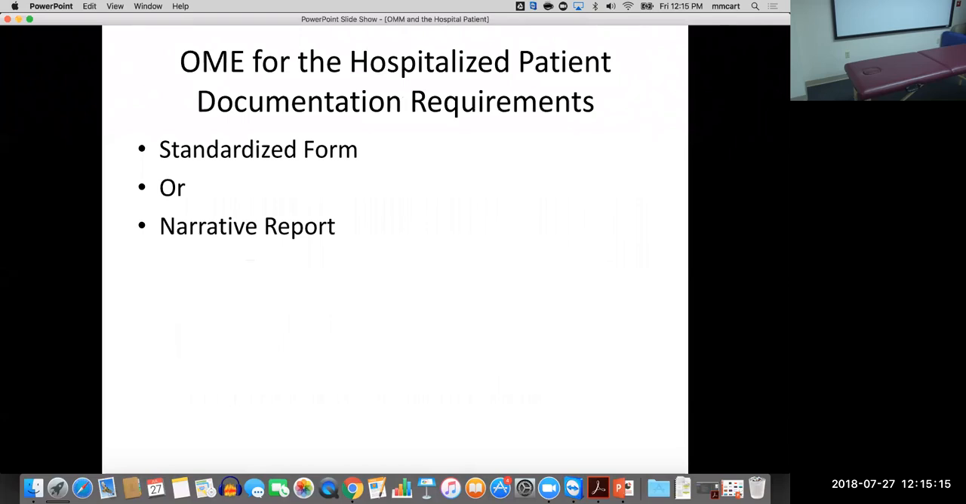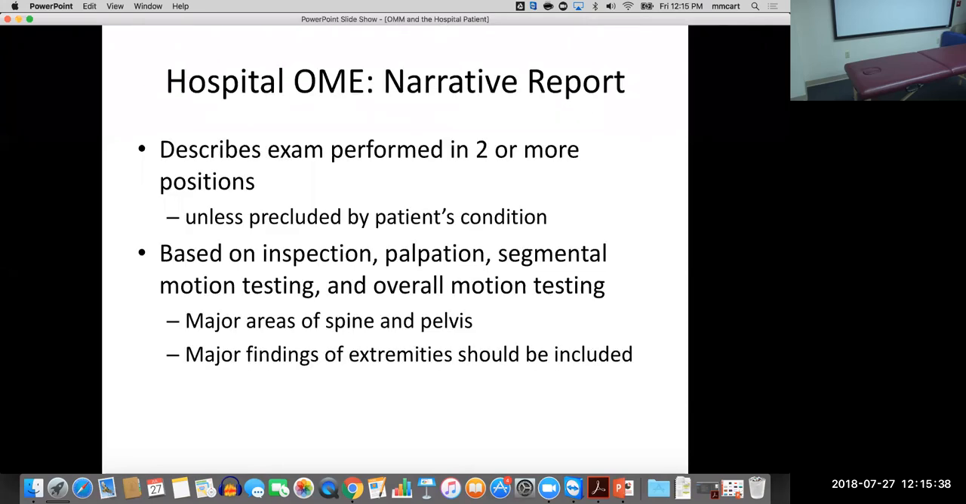And then in terms of the hospitalized patient, the documentation requirements: there are two ways to get it done. One is you could have a standardized form, and we'll look at an example of one of those in a moment. The other is you can do a narrative report, as long as the narrative report meets the guidelines of what you're supposed to accomplish. For the narrative report, there are just four elements to it.